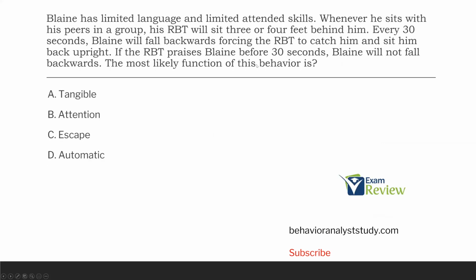Blaine has limited language and limited attending skills. Whenever he sits with his peers in a group, his RBT will sit 3 or 4 feet behind him. Every 30 seconds, Blaine will fall backwards, forcing the RBT to catch him and sit him back upright. If the RBT praises Blaine before 30 seconds, Blaine will not fall backwards. Most likely function of this behavior is what?